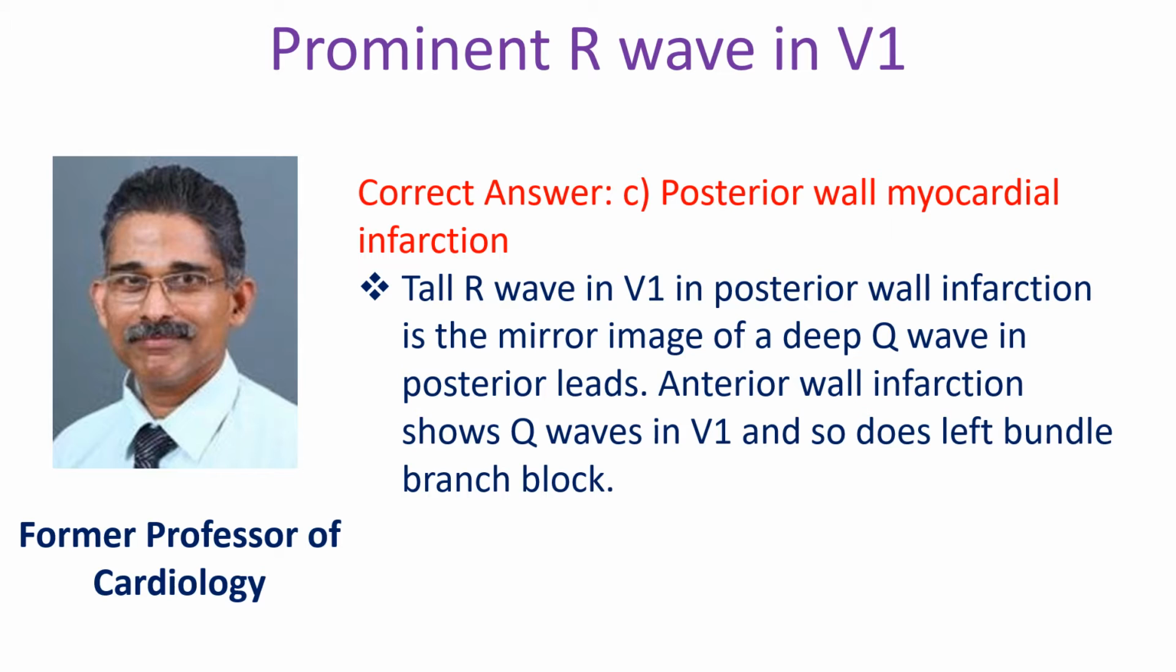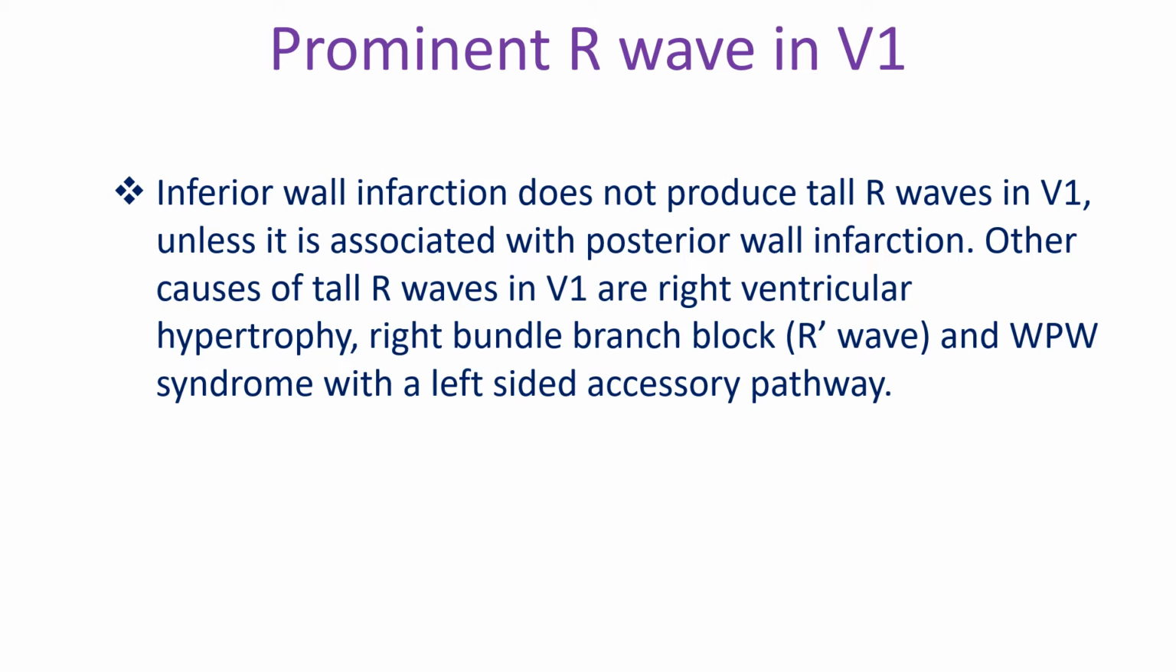Posterior wall myocardial infarction. Tall R wave in V1 in posterior wall myocardial infarction is the mirror image of a deep Q wave in posterior leads. Anterior wall infarction shows Q waves in V1 and so does left bundle branch block. Inferior wall infarction does not produce tall R waves in V1 unless it is associated with posterior wall infarction.